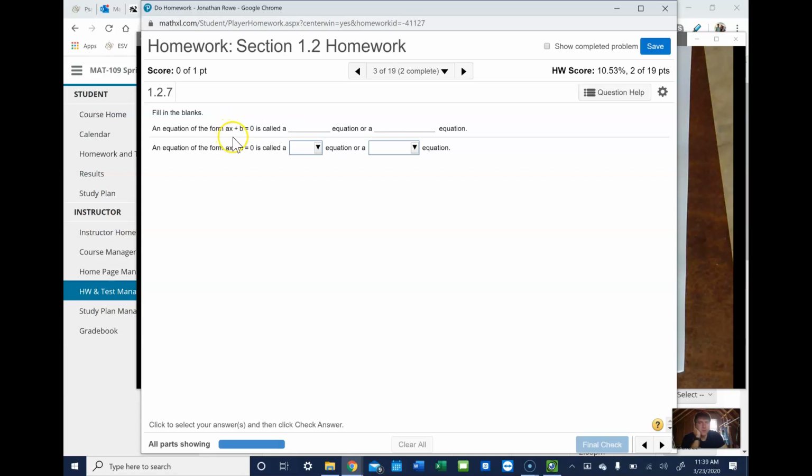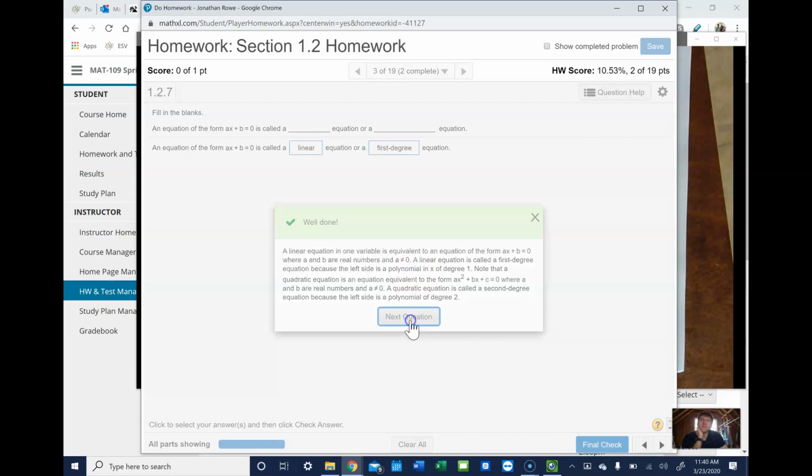X is to the first power. It's going to follow a linear pattern. So we're going to say a linear equation. Or the next question asks you, what degree is it? The degree is the highest exponent on the x, or on the variable. So what is the exponent on x here? It is understood to be an invisible 1. So this is a 1 degree or first degree equation. Go to the next one.